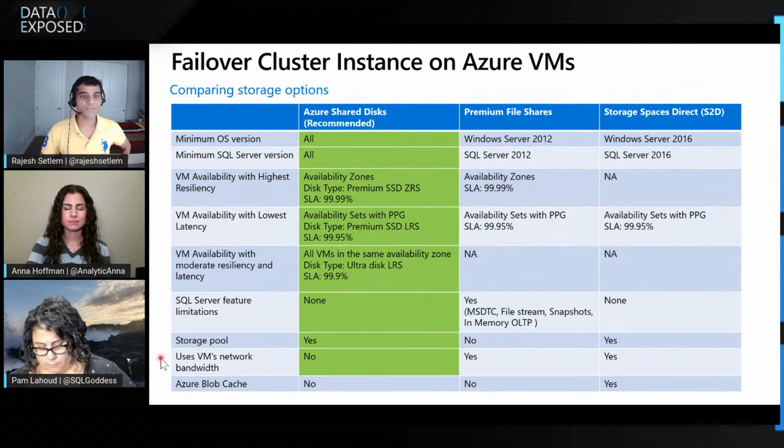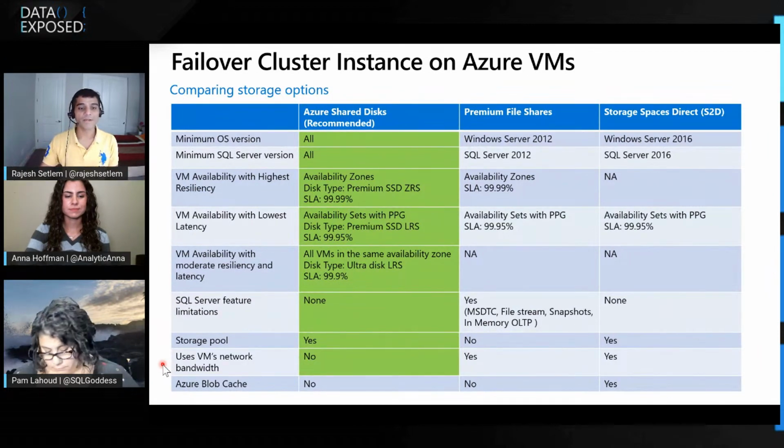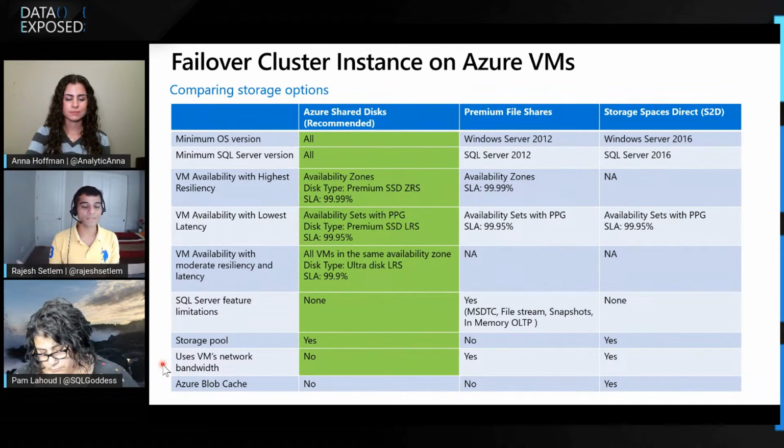And the biggest advantage is Azure shared disk doesn't use the VM's network bandwidth, because if you think about it, S2D and premium file shares were using the VM's network bandwidth, unlike the storage bandwidth, right? But with shared disk, we typically have a set bandwidth set aside for storage traffic, and you also have a dedicated network bandwidth. So we don't use any of that network bandwidth for the storage traffic. One thing where shared disk still needs to evolve is the blob cache, which is in our backlog, and we might see it soon.